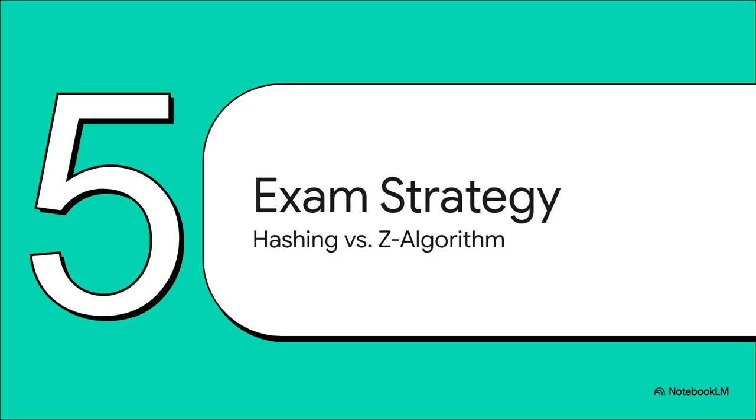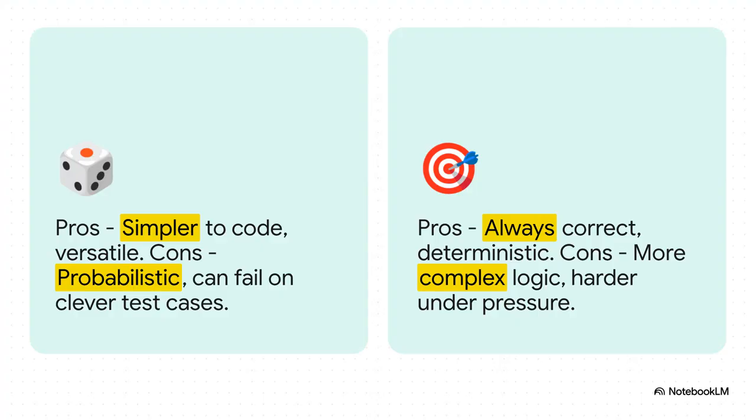All right, let's bring it all together. You're in an exam, the clock is ticking, a string problem pops up. Which of these tools do you reach for, hashing or the Z algorithm? It's not always an easy choice, so let's put them side by side. Here's the fundamental trade-off. Hashing is like your fast, flexible, all-purpose tool. It's usually easier and quicker to code, but you're always playing the odds, hoping you don't get a collision.